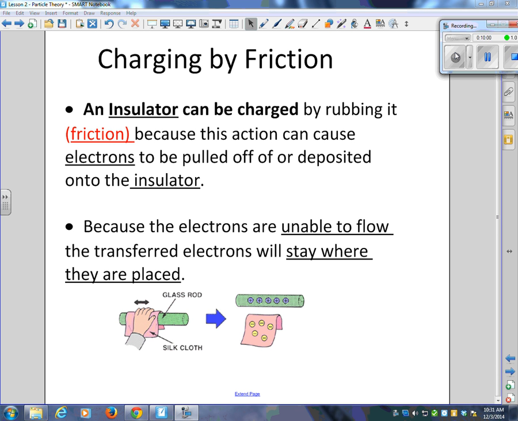Because the electrons are unable to flow, the transferred electrons will stay where they are placed. Okay, so one of these objects has a lower electron affinity, and we're transferring here. So here we've got glass and silk. Well, I've got plastic and wool. Okay, so if you've got a glass rod and silk, which I think I do have in there, I'm not sure. It's probably worth it. If you've got glass rod and silk, where do the electrons go?